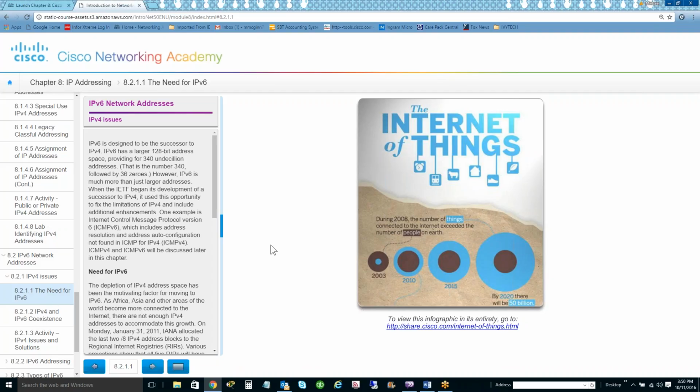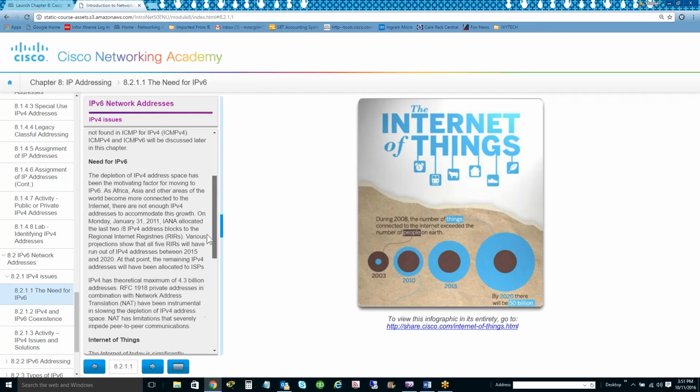So why do we need IP version 6? I think I talked about this earlier in the semester. Bottom line is that there was a big concern that we were going to run out of IPv4 addresses, and so they came up with IPv6. IPv6 has a larger 128-bit address space as opposed to the 32-bit address space that IP version 4 has. So that's how they came up with that.